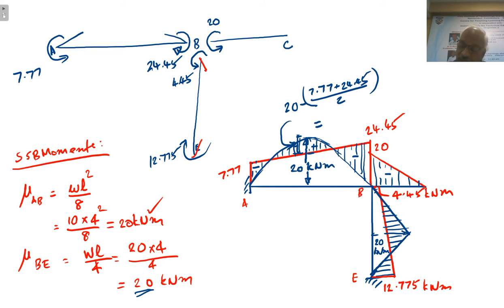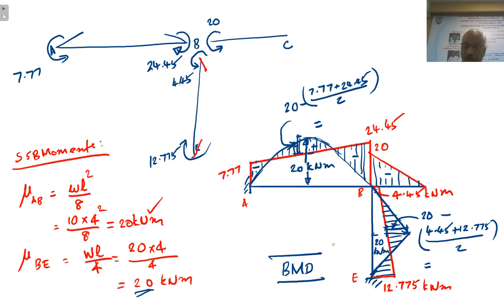And here also we have to design the mid height of the column for the moment equal to 20 minus 4.45 plus 12.775 by 2. So this value we have to find out. For that we have to design the mid height of the column. So this is the bending moment diagram for the given frame.